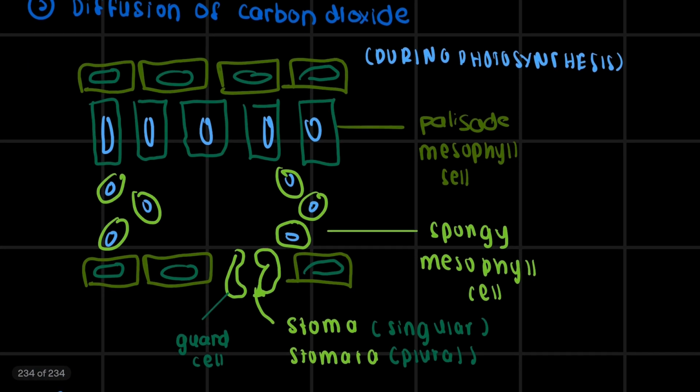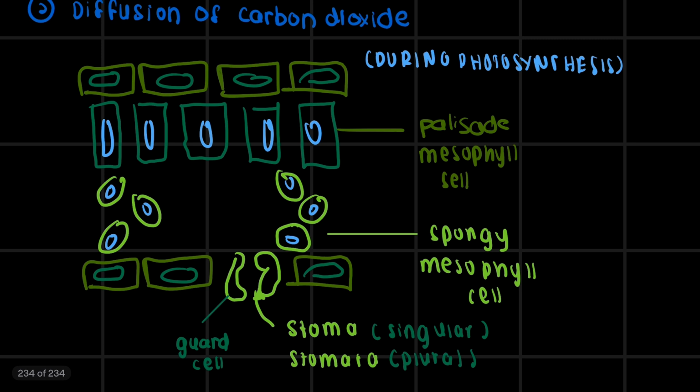We left off here. Now this is a diagram of the pathway of gaseous exchange in leaves during photosynthesis. Now this is not during respiration. Remember, this is during photosynthesis. Now I would like you to recall the term diffusion from subtopic 2.2.